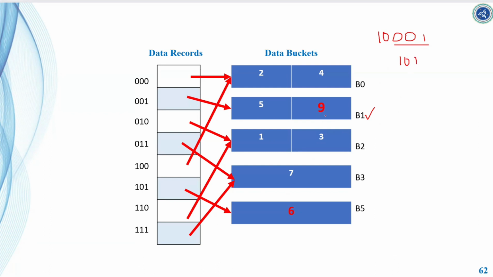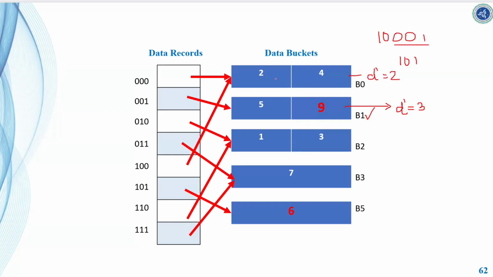So we have to remove 6 from bucket B1 and place the number 9 here, because both 5 and 9 end in 001. Data record 001 has to point to this particular bucket, with 5 and 9. We have pushed the record 6 to a new bucket, at 101. Only bucket B1 has split, and the local depth of this bucket, D prime, is equal to 3, whereas here D prime is still 2.